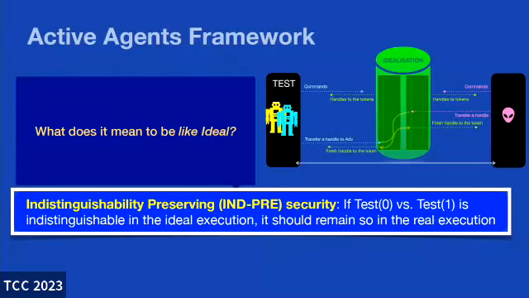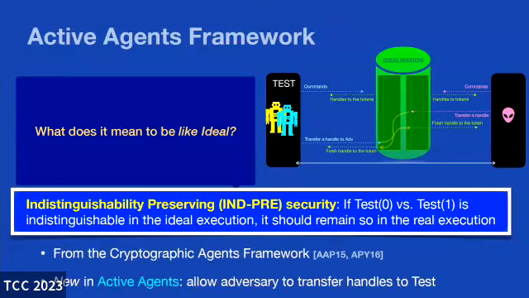So what we do is use something called indistinguishability preserving security, which says that if two behaviors of the honest system, or test, right? So two behaviors, test 0 and test 1, if they are indistinguishable from each other in the ideal world, then that should be the case even in the real. Okay, so that's indistinguishability preserved.